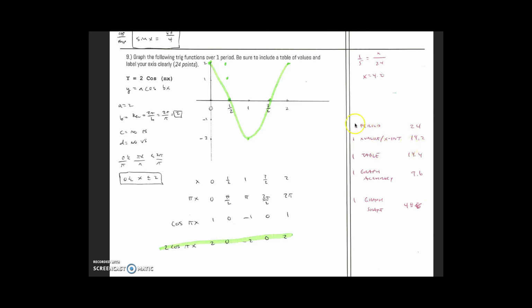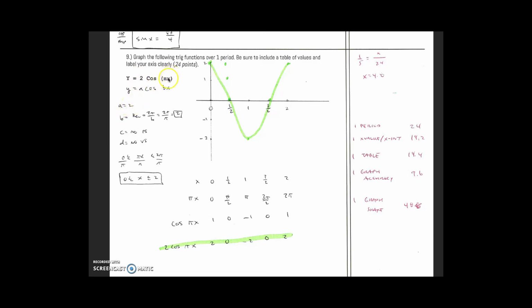It's not based on, well, if you got the period correct, you got 24, that would be incorrect. Graph the following trig functions over one period. Oh, we already talked about that. y equals 2 cosine pi x. So the first thing I'm going to do is write my letters, A, B, C, and D. Therefore, I can identify the A value as 2, so that's my amplitude, and the graph is not flipping over the x-axis because it's positive.